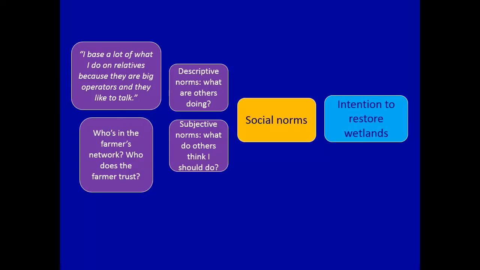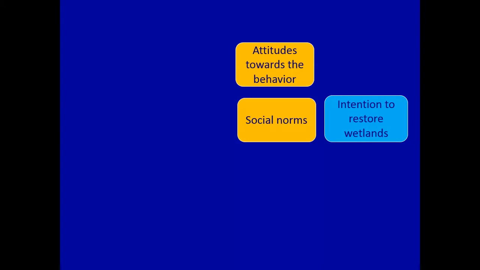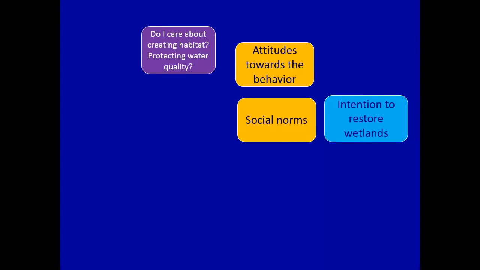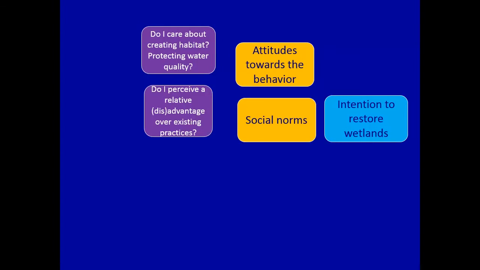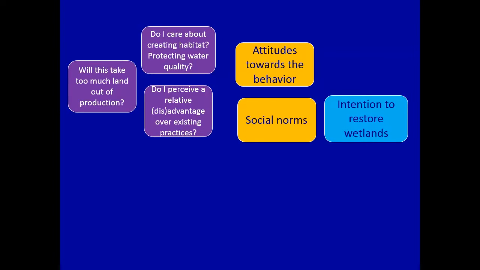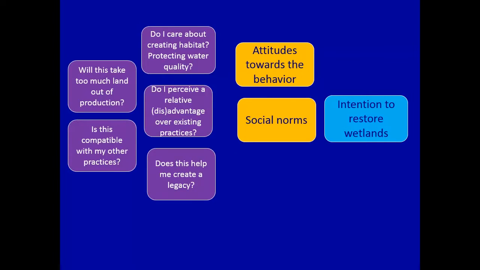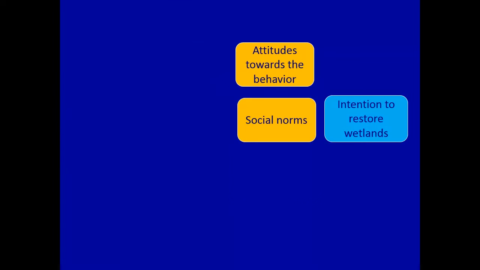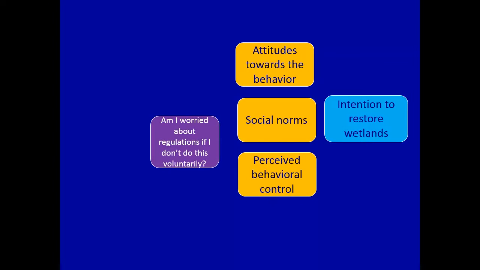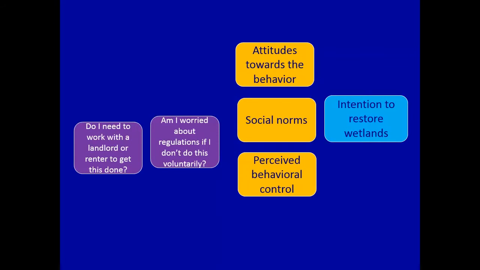And then perceived behavioral control. Am I worried about regulations if I don't do this voluntarily? Do I own the land, or am I going to have to work with a renter or a landowner? That can be a really big issue. We've talked to both landlords and tenants of the same land, where the tenant will say, I can't do that because my landlord won't let me, and the landlord will say, I can't do that because I let the tenant make the decisions on the land. People aren't talking to each other. But that's a perceived behavioral control issue, not an actual behavioral control issue, and it's super important to understand. Can I get the equipment I need? Will I have ongoing support to keep this operational?